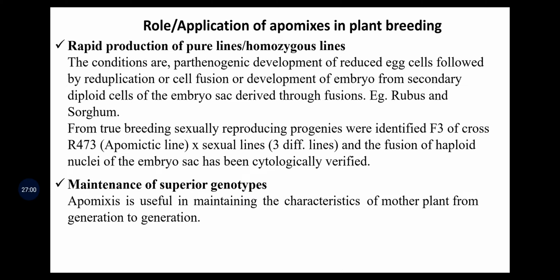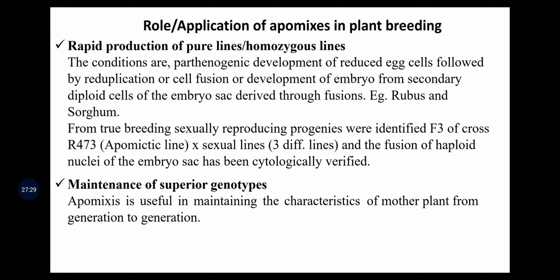The role of apomixis in plant breeding, or we shall discuss the applications of apomixis. First one is rapid production of pure lines or homozygous lines. The parthenogenic development of a reduced egg cell followed by reduplication or cell fusion, or development of an embryo from secondary diploid cells of the embryo sac derived through fusion. This is observed in Rubus and sorghum.